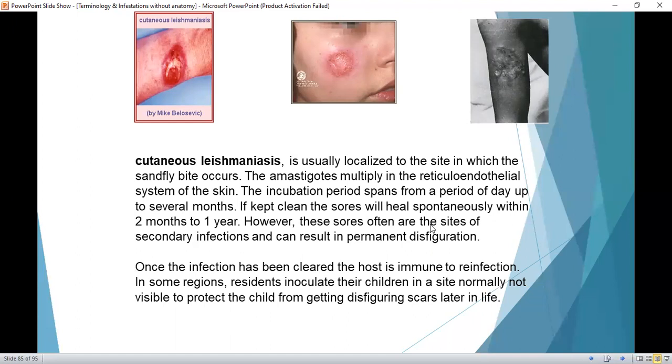In some regions, this is a sort of localized vaccination method, where the residents inoculate their children in non-visible sites. The child gets a disfiguring scar in that non-visible site, on the covered parts of the body, and the children get long-lasting, lifelong immunity from that particular variety, which is prevalent in their part of the world.